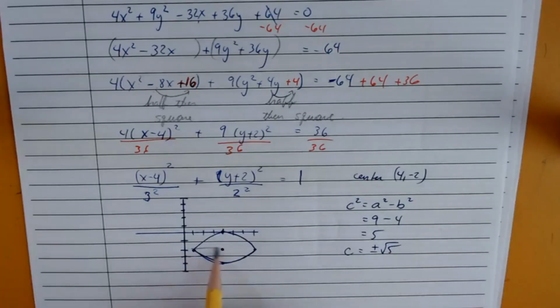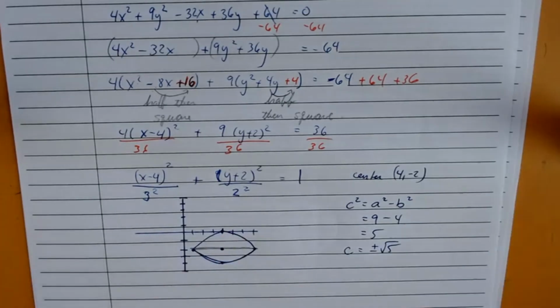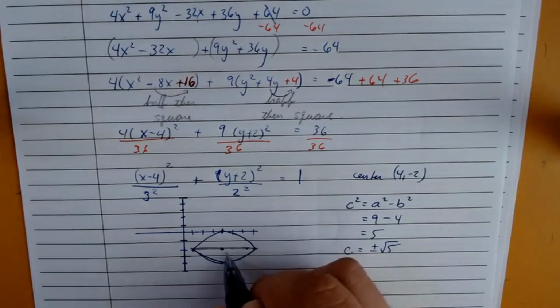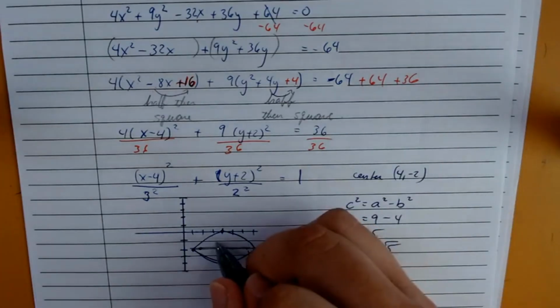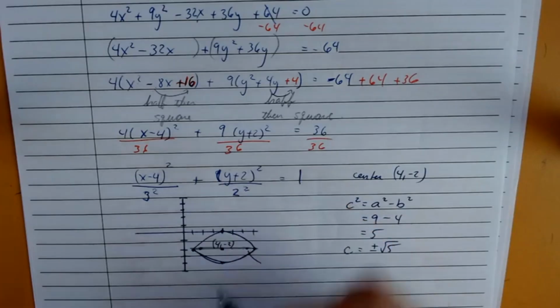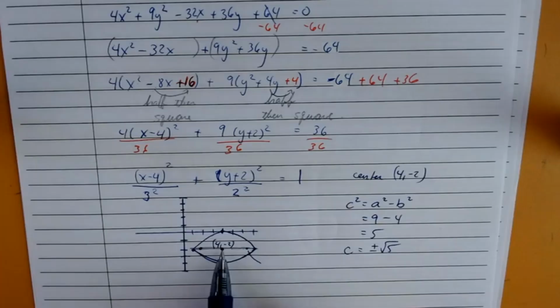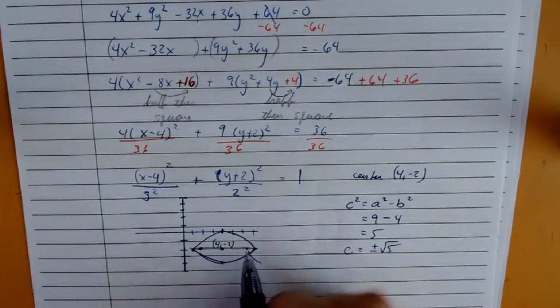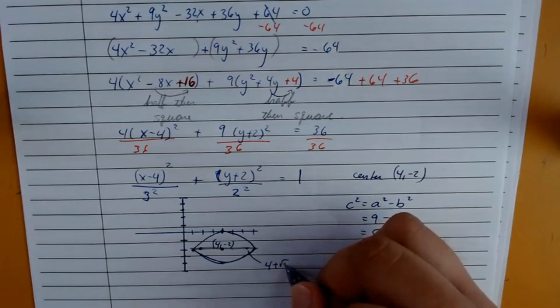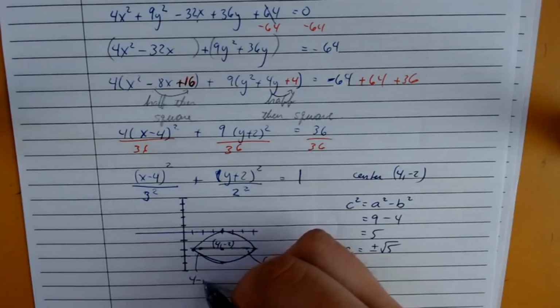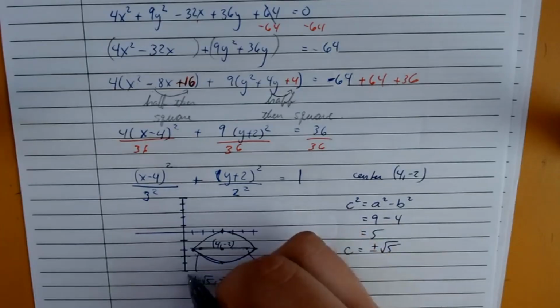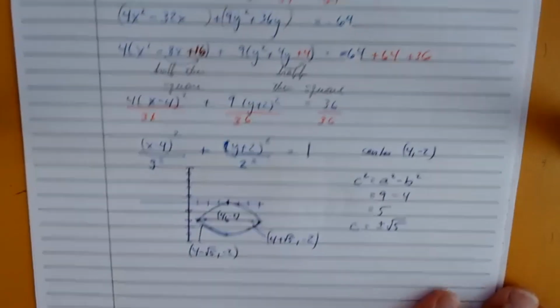Foci are always along the major axis, whichever of the 2 is the longest. And now we can travel in that direction the square root of 5 units, which is about 2.2. So 1, 2, and a bit, and back 1, 2, and a bit. We can label those points. We know this was the point (4, -2). These will have the same y value, but the x value will either add or subtract root 5. So the one on the right will be (4 + root 5, -2), and the one on the left will be (4 - root 5, -2). Just like that. And this is our graph.